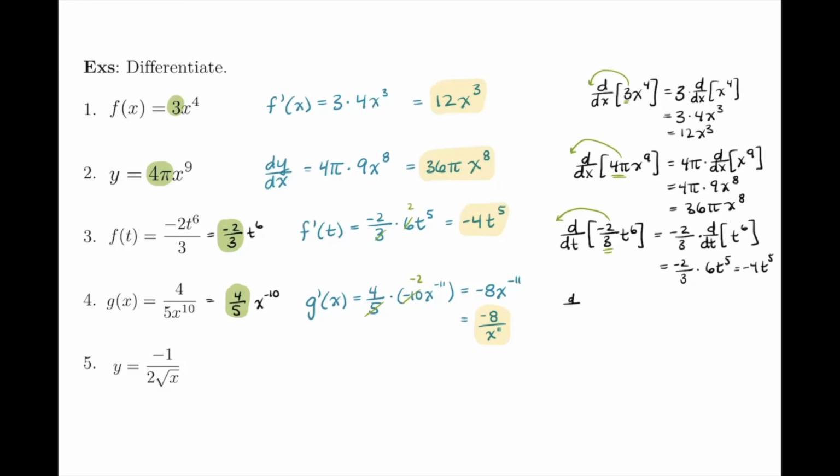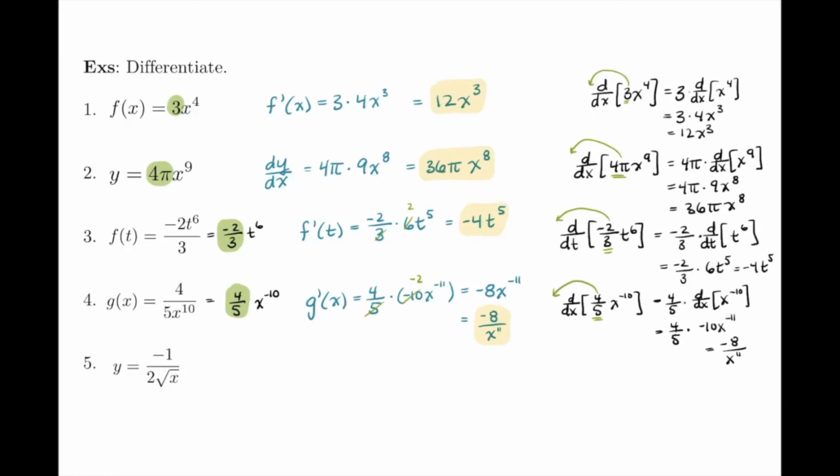If you like this other notation, this will look like d over dx of 4 over 5 x to the negative 10. And again, this constant multiple can come outside in the front, and we can write that as 4/5 times the derivative of x to the negative 10, or 4 over 5 times negative 10x to the negative 11, which we just simplified to negative 8 over x to the 11th.